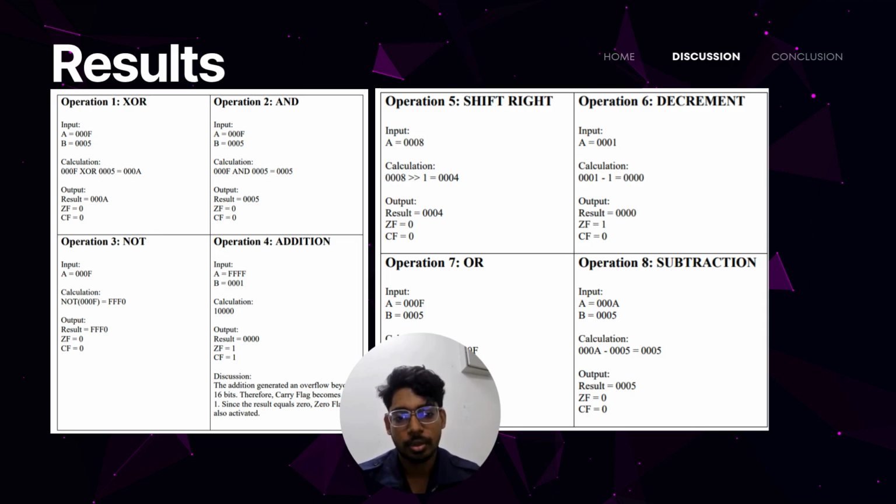For the seventh operation, which is OR, the first input 000F and the second input was 0005. The output was 000F. There's no zero flag and carry flag. And the last operation was subtraction. First input was 000A, the second input was 0005, and we got a result of 0005. And also there's no zero flag and carry flag.